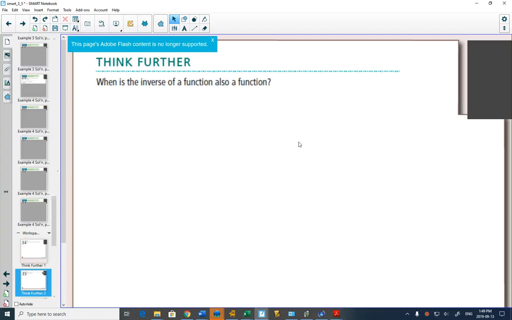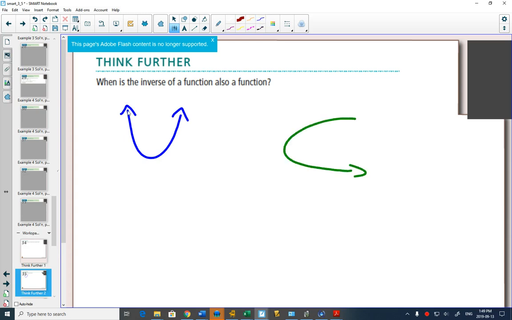Question is, when is the inverse of a function also a function? So we noticed that in one example we had a parabola, but when we switch the x and the y, then our parabola turns sideways, and that green one is not a function. And the green one's not a function because it doesn't pass the vertical line test.